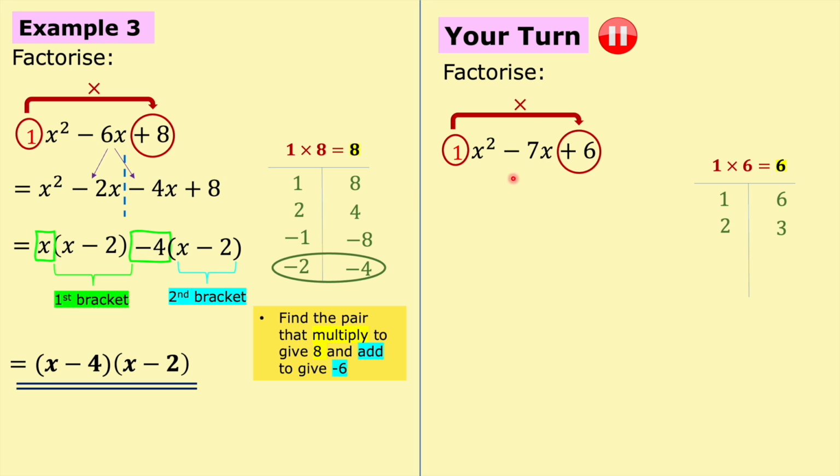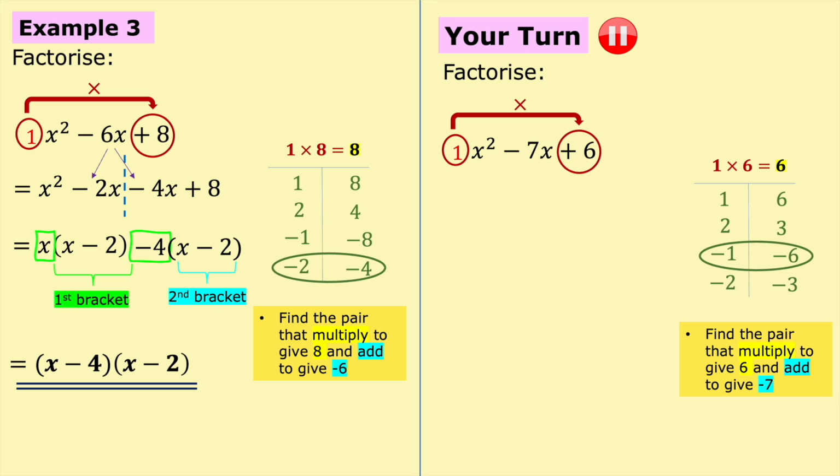But because we're trying to then add together to give us a negative, we need to be considering our negative factor pairs. So negative 1 times negative 6 will give us positive 6. Negative 2 times negative 3 gives us positive 6 as well. We now need to find the pair of numbers that are going to add together to give us negative 7, which is going to be this third set of numbers. So negative 1 add negative 6 will give us negative 7.